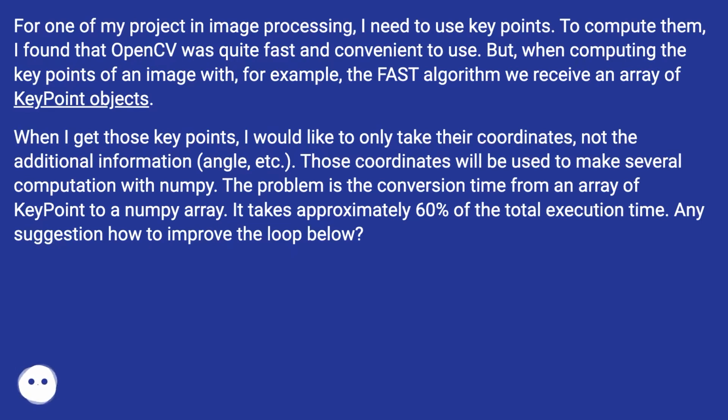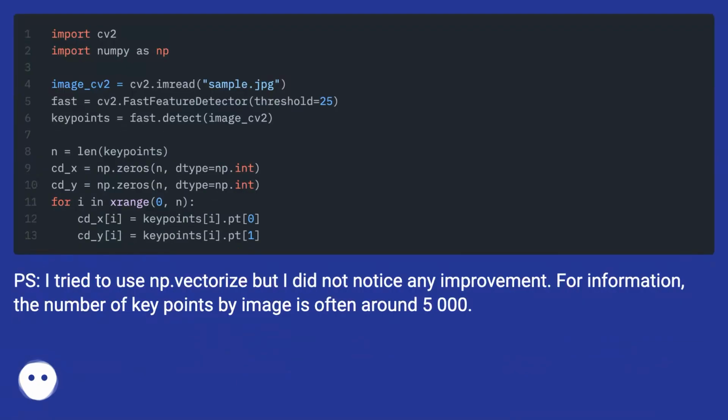The problem is the conversion time from an array of key points to a NumPy array. It takes approximately 60% of the total execution time. Any suggestions on how to improve the loop below? PS: I tried to use np.vectorize, but I did not notice any improvement. For information, the number of key points per image is often around 5,000.